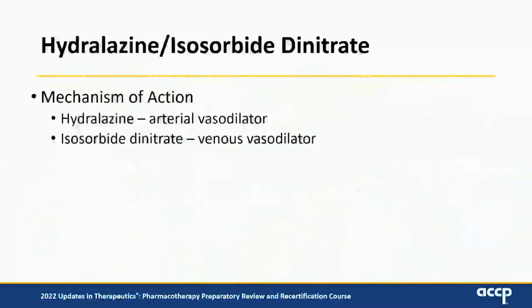The first drug is hydralazine isosorbide dinitrate. So we know about the components of this drug. Hydralazine is an arterial vasodilator. Isosorbide is a venous vasodilator. This is a combination product which together can help reduce preload and afterload in our patients.